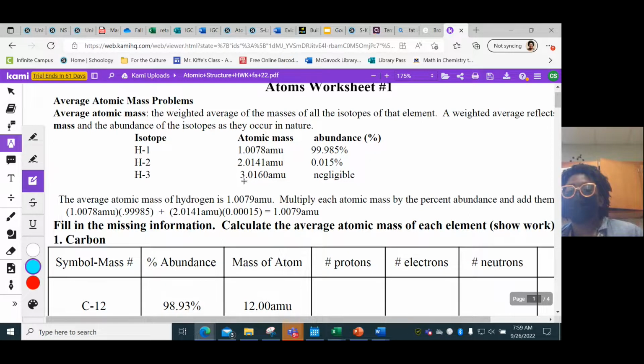This hydrogen atom weighs 3 point something, but its abundance is so small that it's negligible. Do you think we're going to use it in our calculations? No, negligible means we can almost ignore it.